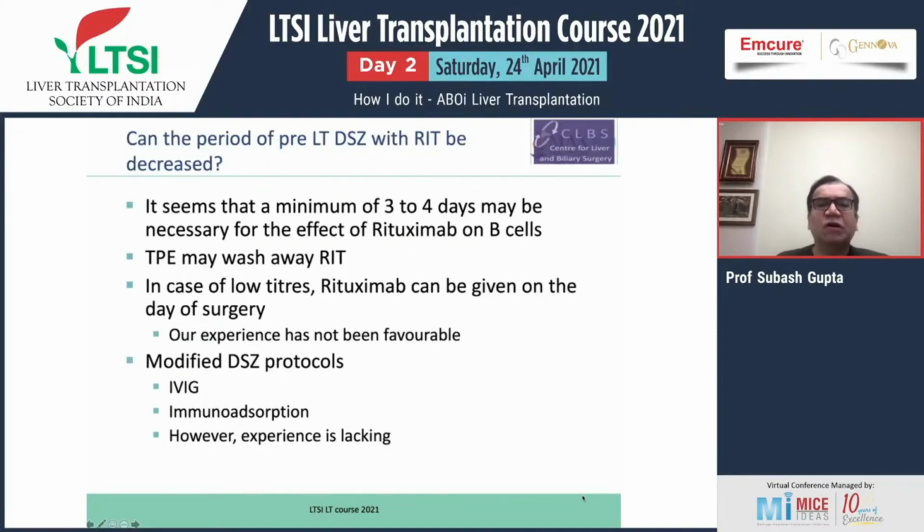Now, it seems that a minimum of 3 to 4 days are necessary for the effect of rituximab on B cells. Total plasma exchange may wash away rituximab, so it would not make sense to start that plasma exchange before 4 days are over. And in case of low titers, rituximab can be given on the day of surgery.